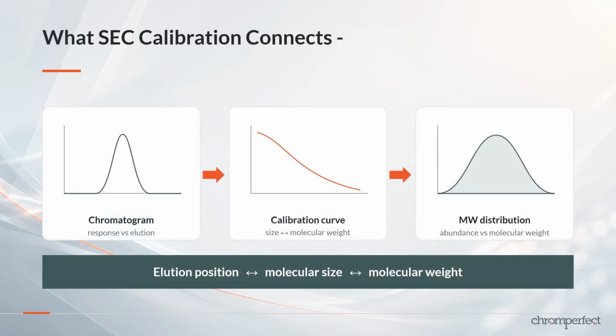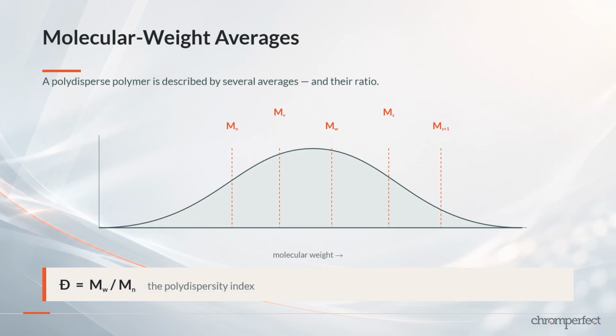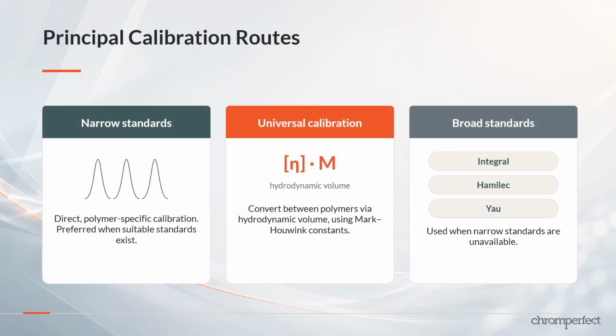SEC calibration connects chromatographic position with molecular size and molecular weight. For a polydisperse material, there is no single molecular weight. The distribution is described using averages such as Mn, Mw, Mz, Mz plus 1, and Mv. The separation itself responds to effective molecular size rather than molecular weight alone. For this reason, chemically different polymers can produce different molecular weight calibration curves on the same column.